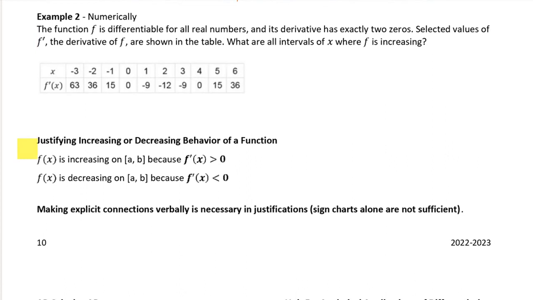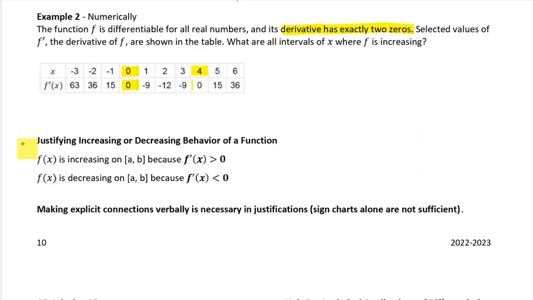The second one says the function f is differentiable for all real numbers, and its derivative has exactly 2 zeros. Selected values of f prime, the derivative of f, are shown in the table. What are all the intervals of x where f is increasing? So it does tell us a couple of things here. It says the derivative has exactly 2 zeros, and you can see in the table I've got a 0 here at x equals 0.